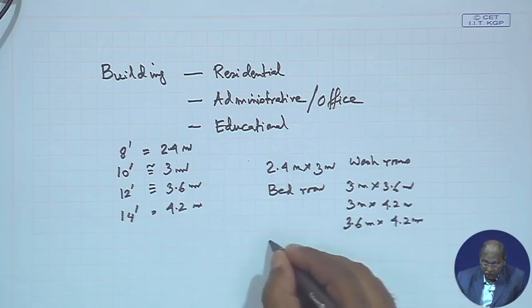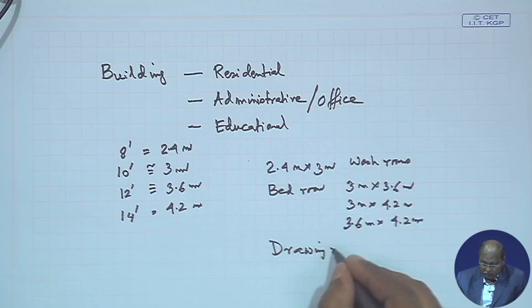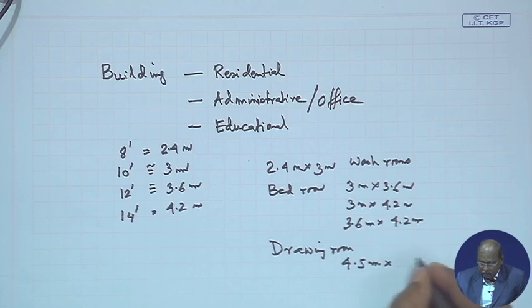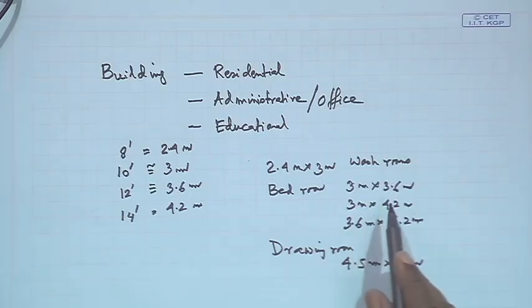The drawing room you will find may be in the range of say 4.5 meter, maybe say 6 meter; too big is very difficult to get nowadays. But anyway, these are the ranges we get in a building.